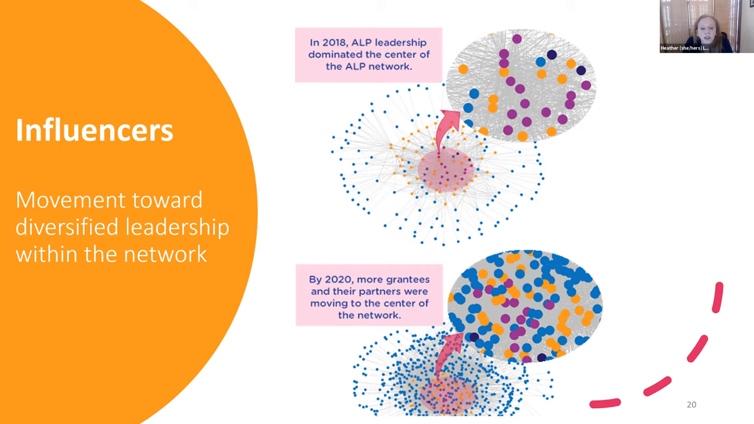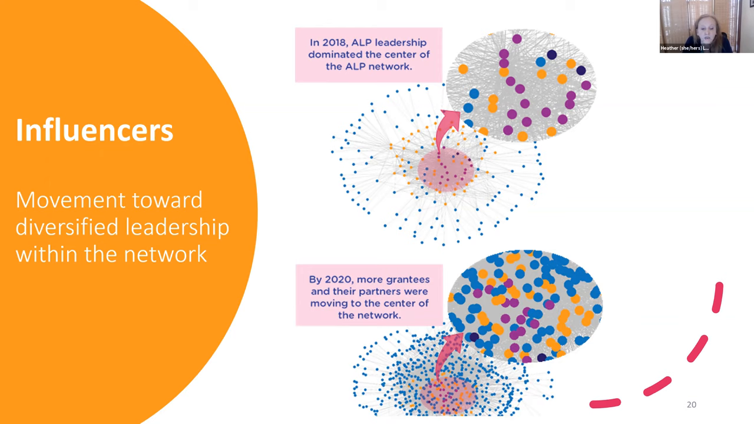Furthermore, ALP really wanted the initiative to be more grantee-led, like I think Danny mentioned. They wanted to promote grantee leadership. This was an important priority for them, and the social network analysis allowed us to tell that story in a very concrete way. So if you look at the pictures, you can see that in 2018, ALP leadership, or the purple dots in the network, were the most central and therefore the most connected actors in the network.